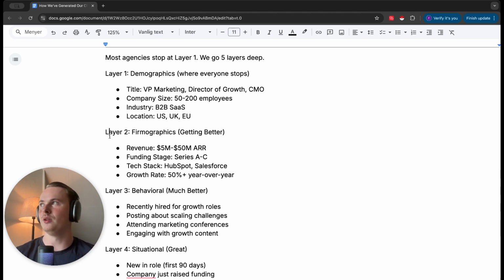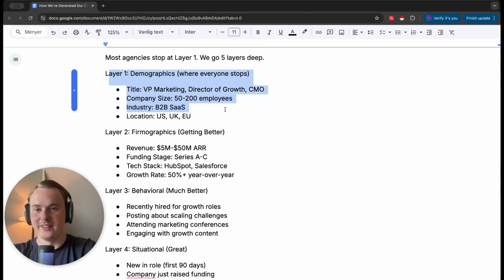So if you're only reaching out to decision makers of B2B SaaS companies, you're only writing to decision makers at B2B SaaS companies, compared to if you were to write a cold email to a VP of marketing at a B2B SaaS with 50 to 200 employees in the UK, doing 5 million a year, around Series A to C, using HubSpot or Salesforce, and they're growing 50% year over year. Then now we're talking much more specific. And there's a huge difference if you were to write one single cold email to the one above versus if you were to have layer 1 plus layer 2. So now we're actually starting to get somewhere.